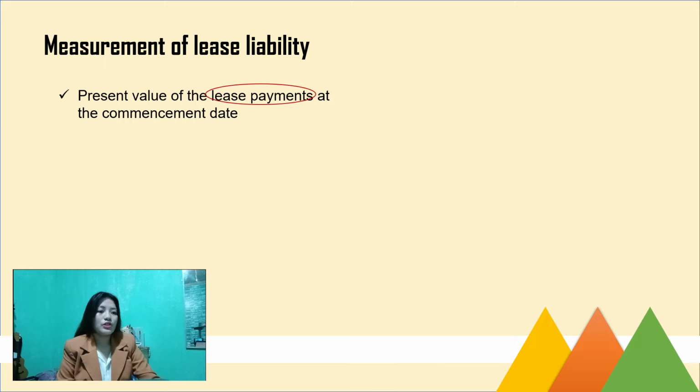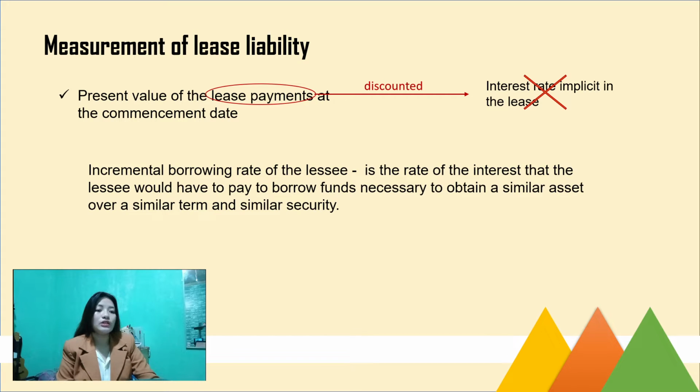Tapos, yung lease payment, it should be discounted at the interest rate implicit in the lease. Itong interest rate implicit in the lease, given na to sa mga problems. Pero kapag hindi ma-determine or walang given, ang gagamitin natin ay incremental borrowing rate of the lessee. So, ano yon? It is the rate of the interest that the lessee would have to pay to borrow funds necessary to obtain a similar asset over a similar term and similar security. So, simply, ito lang yung interest rate na kailangang bayaran ng lessee para makahiram siya ng funds necessary para maka-obtain siya ng kaparehas na asset.